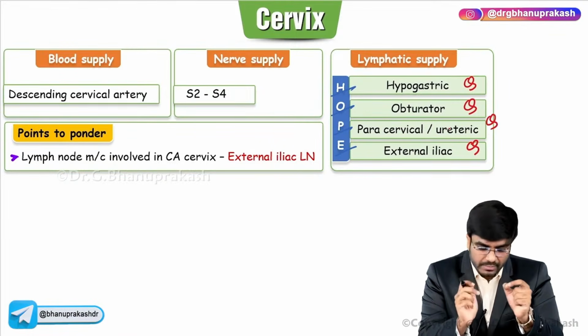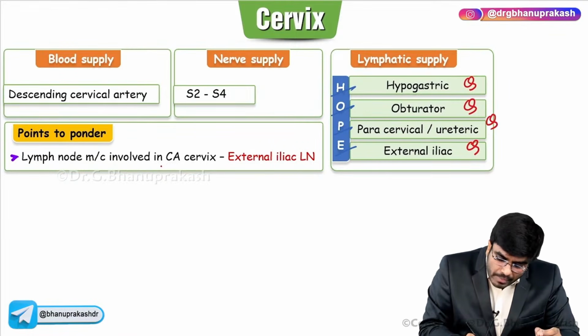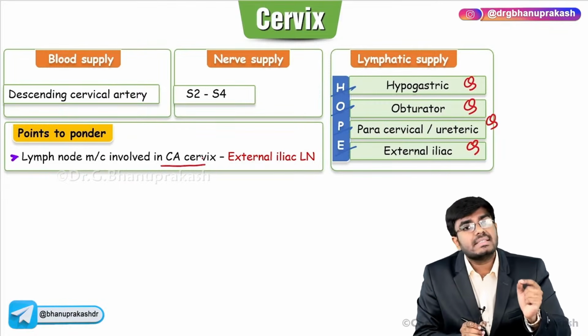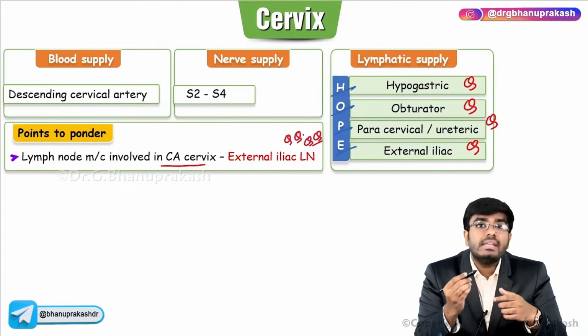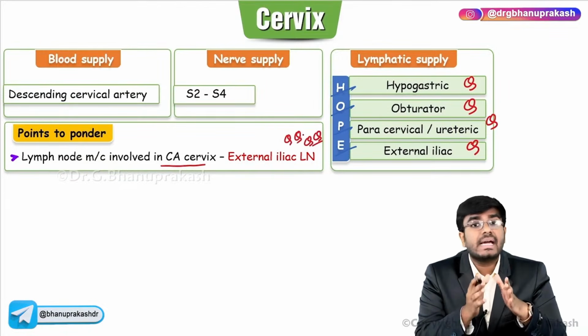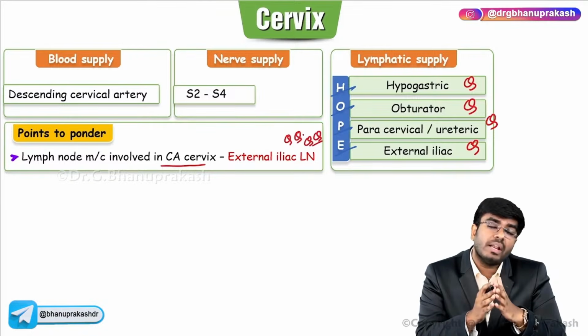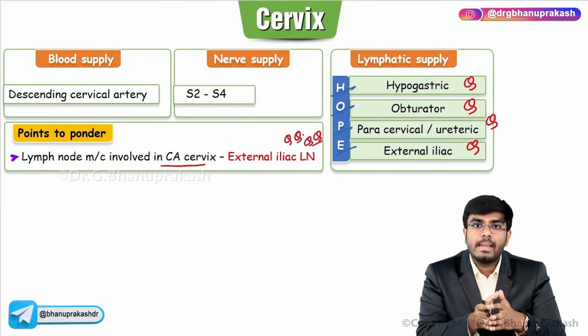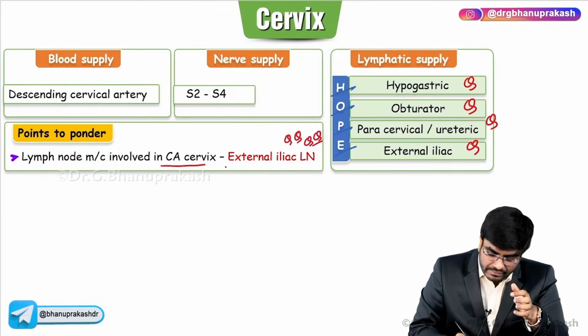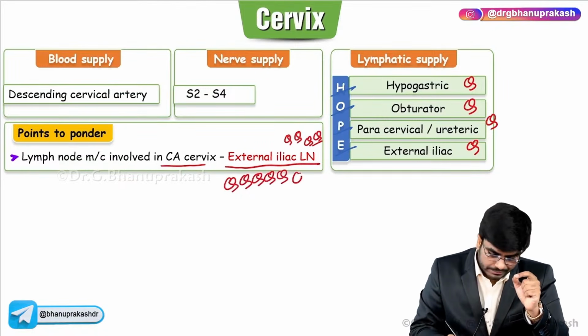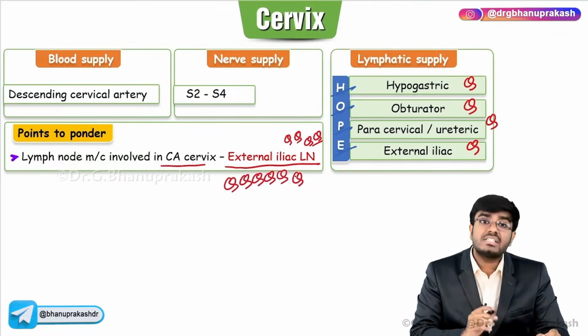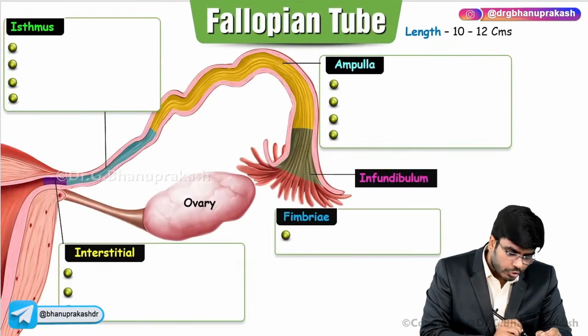But a very important MCQ is, what is the most common lymph node affected in CA cervix? It is the external iliac. Previously in version 1 videos, I have said that obturator lymph nodes are the most common lymph nodes affected in CA cervix. But recent advancements show that external iliac lymph nodes are the most common lymph nodes getting affected in CA cervix. Very important. Now after this, let's talk about the fallopian tubes.